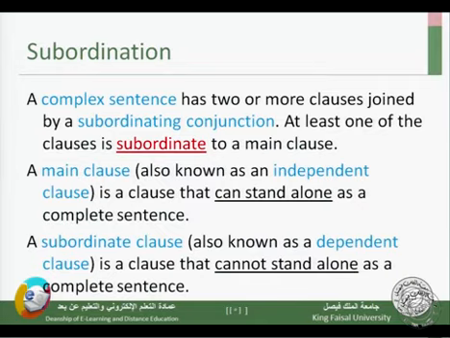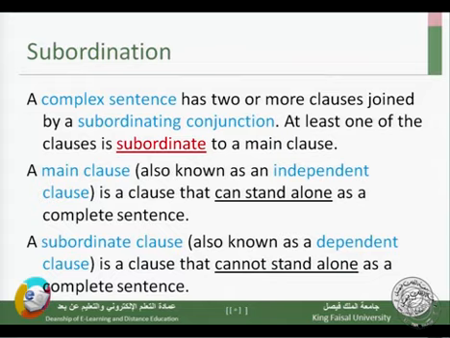A complex sentence has two or more clauses and is joined by a subordinating conjunction, or what we call a subordinator. At least one of these clauses is subordinate, so it is dependent. Subordinate means the same thing as dependent on a main clause. So it is dependent on a main clause, or it is subordinate to a main clause. It comes under it. It is part of a main clause.